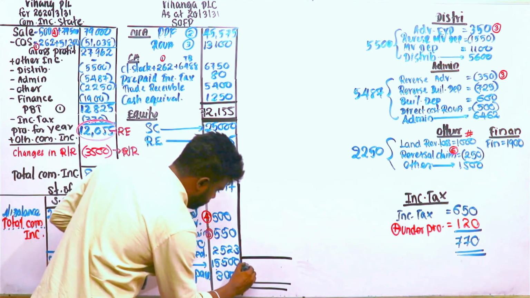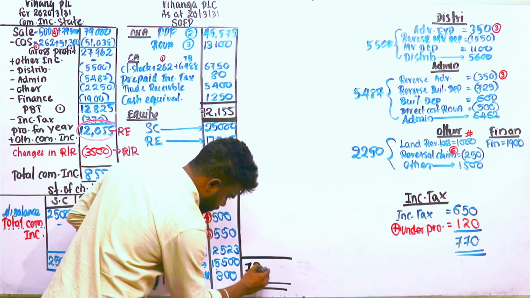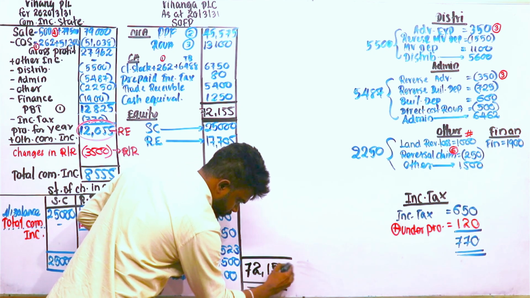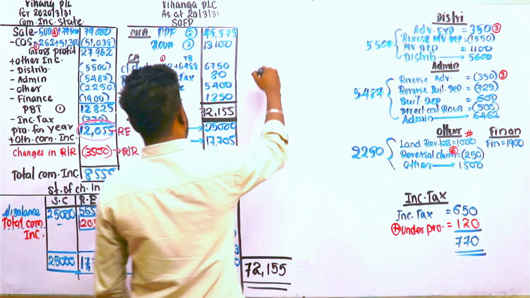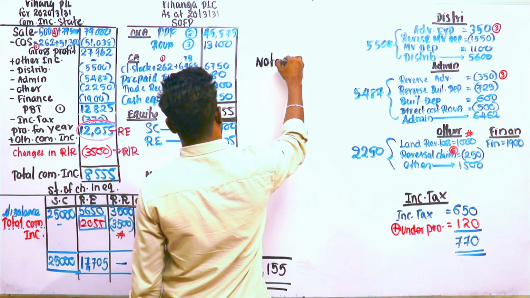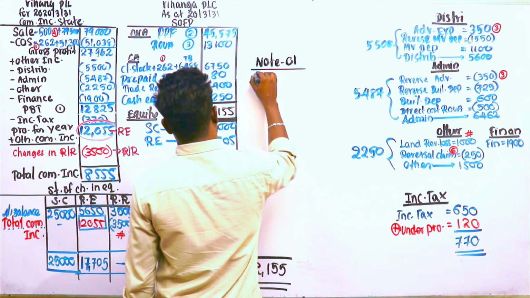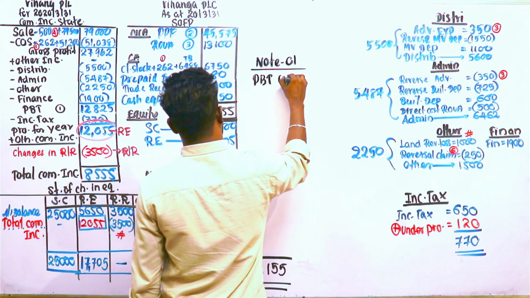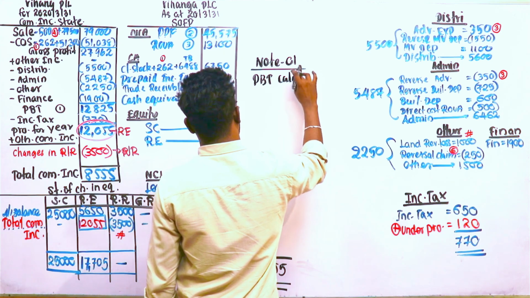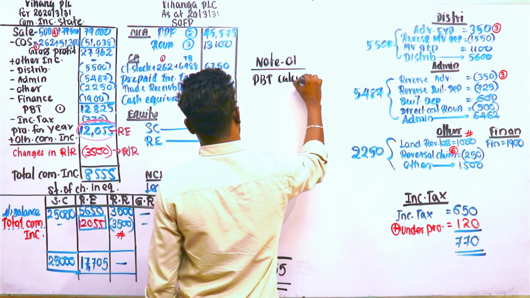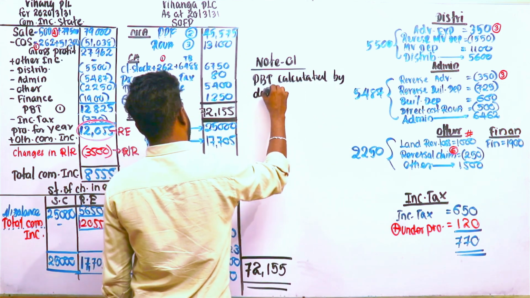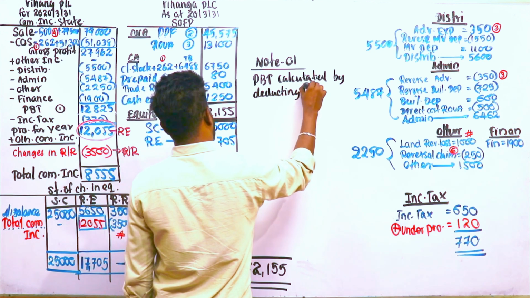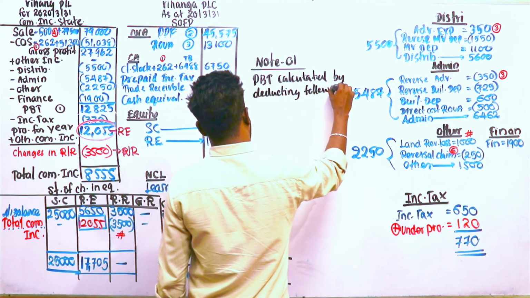Yes. Balanced, right? So remember to write note number 1. Complete note number 1. Profit before tax is calculated by deducting the following expenses.